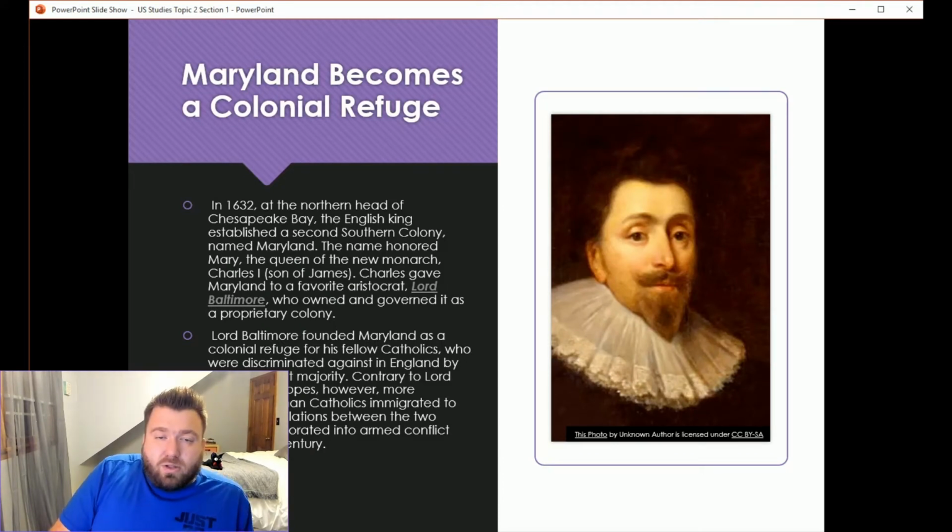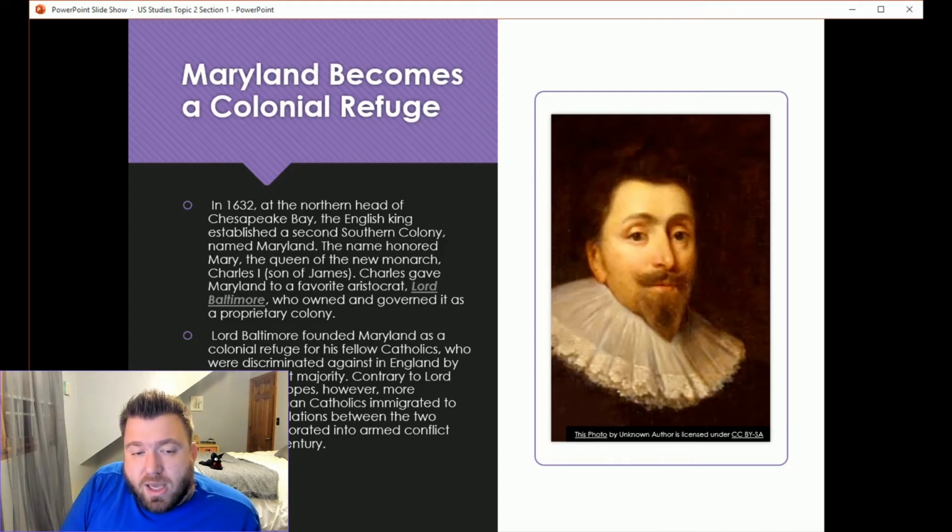Maryland becomes a colonial refuge. In 1632, at the northern head of Chesapeake Bay, the English king established a second southern colony, named Maryland. The name honored Mary, the queen of the new monarch, Charles I, son of James. Charles gave Maryland to a favorite aristocrat, Lord Baltimore, who owned and governed it as a proprietary colony.